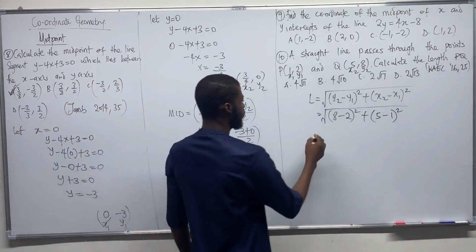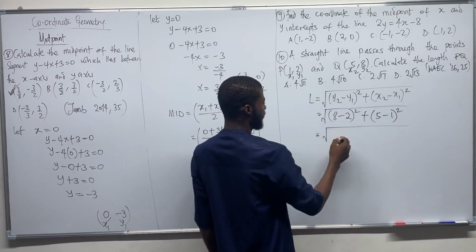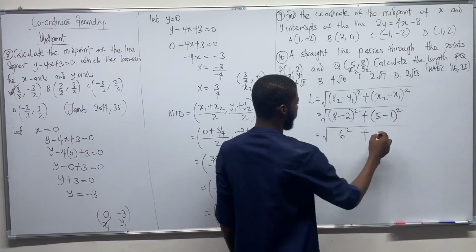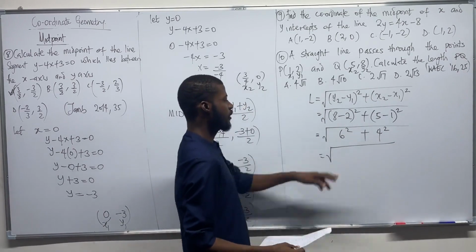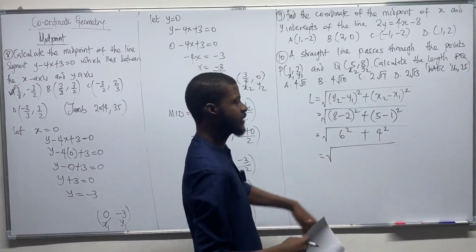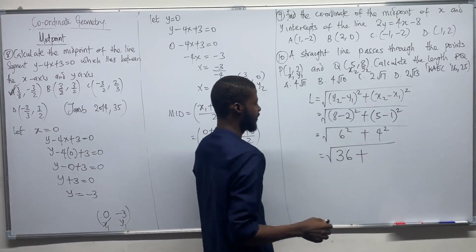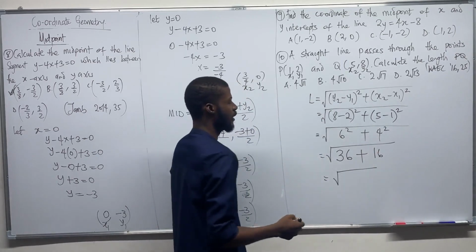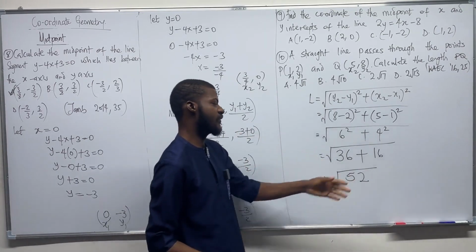Let us continue. So this becomes the square root of 8 minus 2 is 6. So this will be 6 squared plus 5 minus 1 is 4. So that will be 4 squared. Now 6 squared means 6 times 6, and that's 36. So this is 36 plus 4 squared means 4 times 4, and that's 16. Now if we add these two things together, we're going to have 52, because 16 plus 36 is 52.